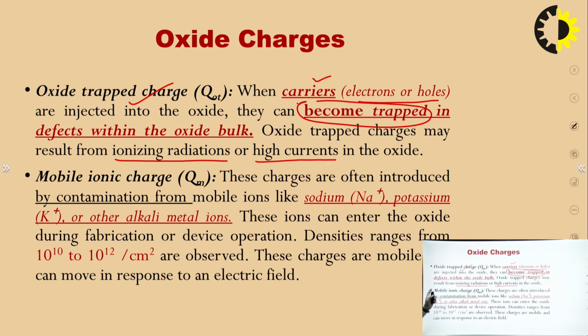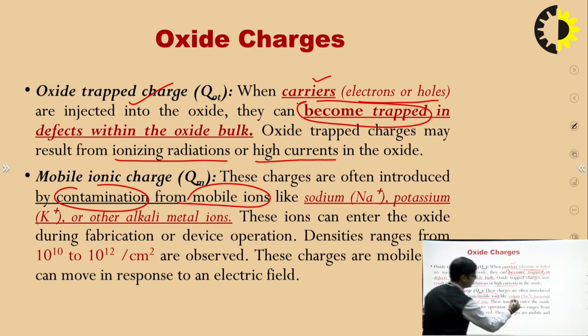The last type of oxide charge is known as mobile ionic charge, and these charges are developed inside the SiO2 layer because of the contamination from mobile ions such as sodium ions, potassium ions or other alkali metal ions. So if these kinds of mobile ions are in the vicinity, such as sodium, potassium or other alkali metal ions, these ions in the oxidation layer cause mobile ionic charge.